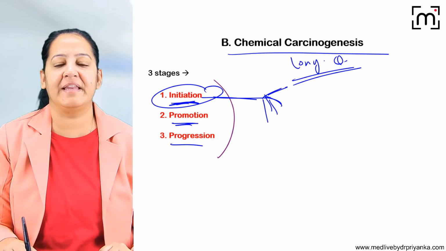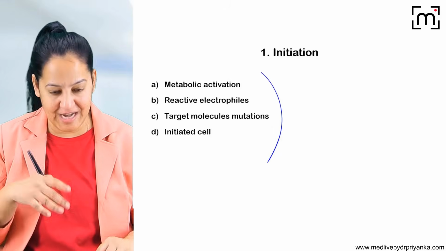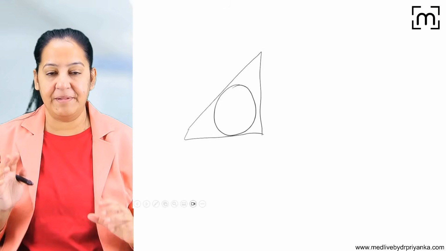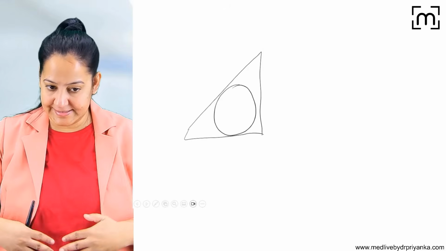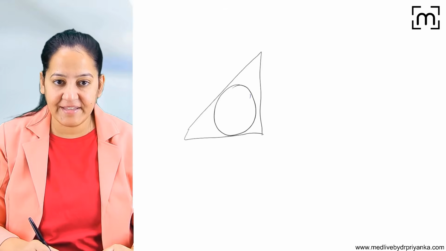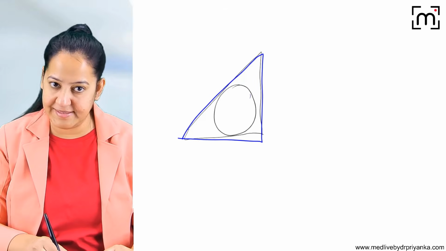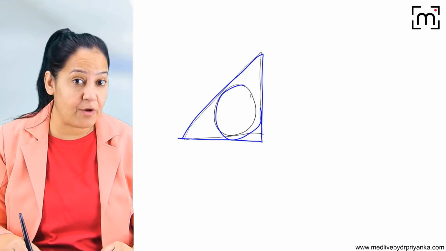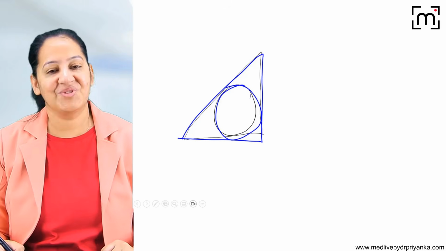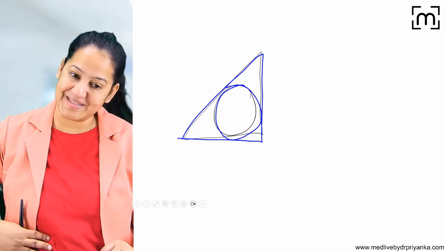What are the 4 steps in the initiation? Let me explain with the diagram. For example, this is the liver. You can see this is the liver of a human being. All human beings have a liver. Inside the liver, this is the cell of the liver, which is known as the hepatocyte. So in the liver, we have hepatocytes.